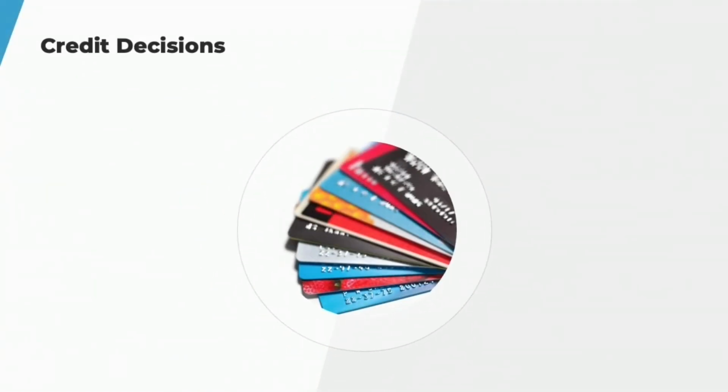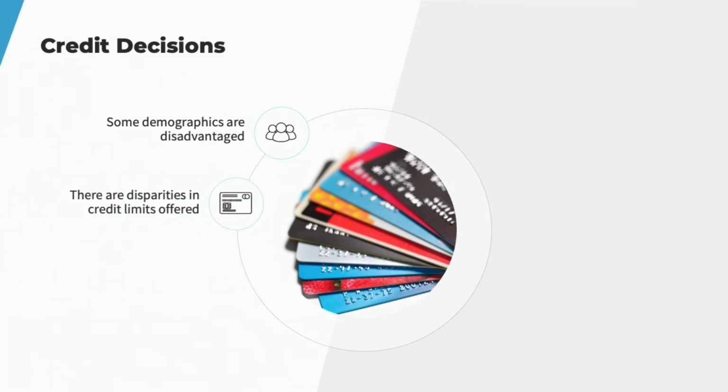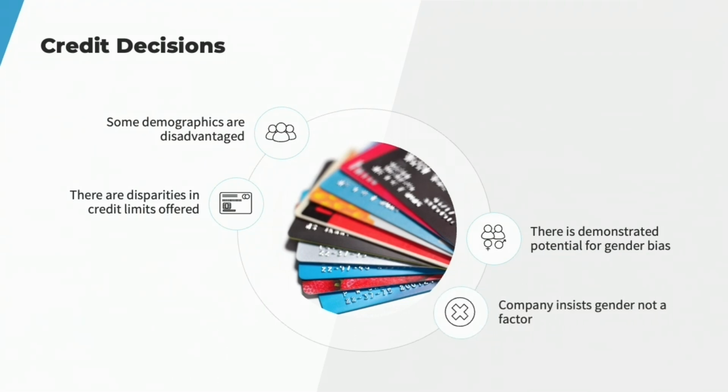Credit decisions. AI models used in some financial services to determine creditworthiness have been shown to disadvantage certain demographics. An investigation into a credit card company's algorithm found disparities in credit limits offered to men and women, leading to accusations of gender bias, despite the company's insistence that gender was not a factor in the decision-making process.